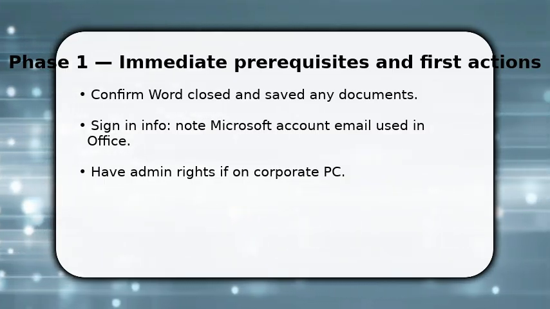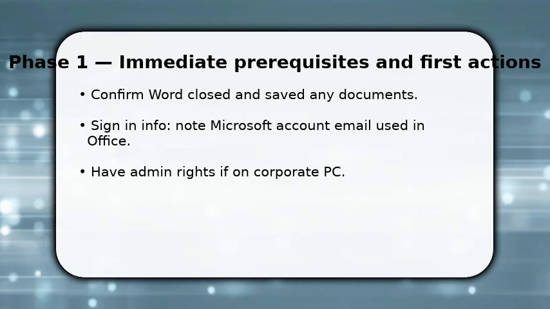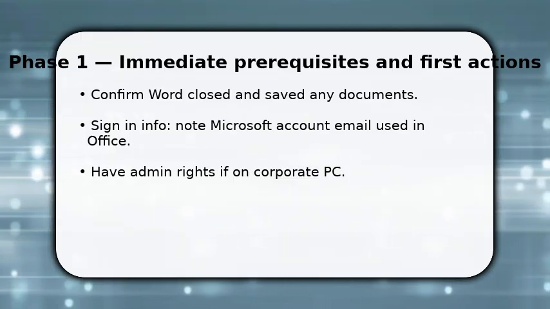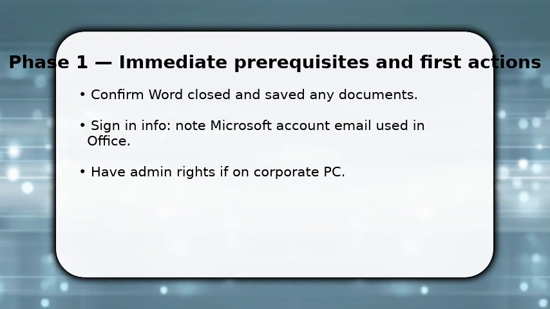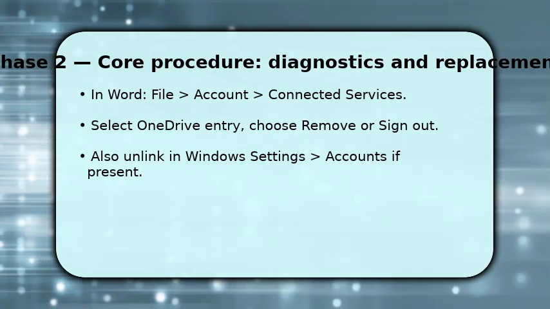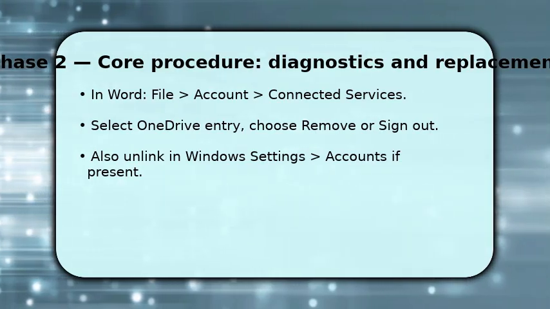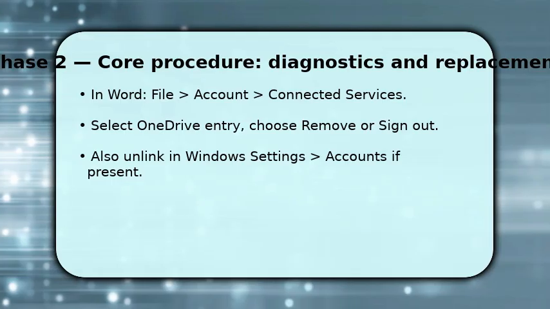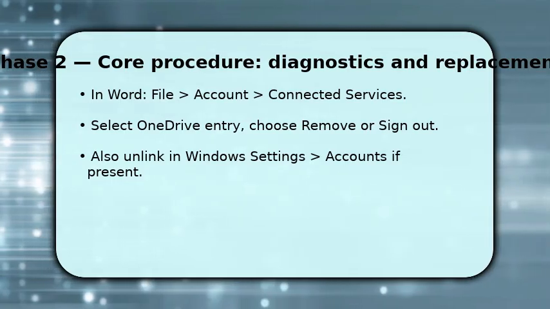Once done, open Word and go directly to the account area. This is where linked services like OneDrive are managed, and we'll remove it there. You navigate to File, then Account, and look under Connected Services because that's where OneDrive appears. Select the OneDrive entry and choose Remove or Sign Out.